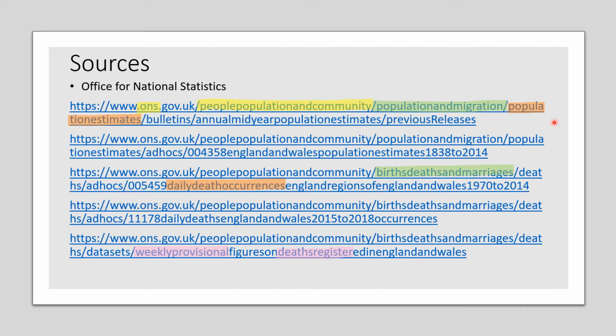So in order to do this, I need mid-year to mid-year data, so I've had to calculate this myself. But again, it's accessible from the Office for National Statistics, at least for England and Wales. There's sets of data for population estimates and there's data for daily deaths. Unfortunately, the daily deaths only run up to 2018, but to calculate the years 2019, 2020, there are weekly provisional figures for deaths registered, and that's probably good enough.